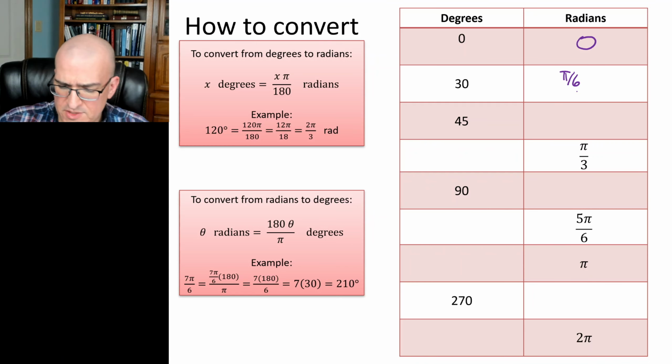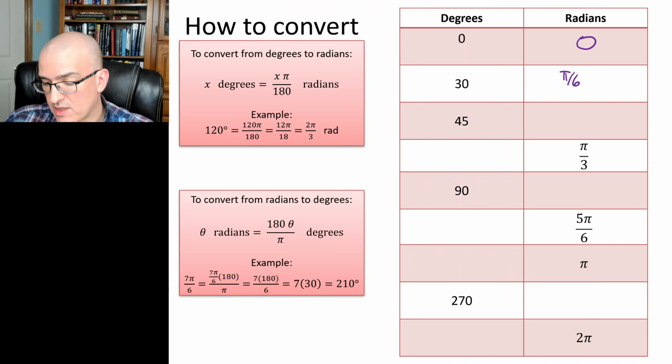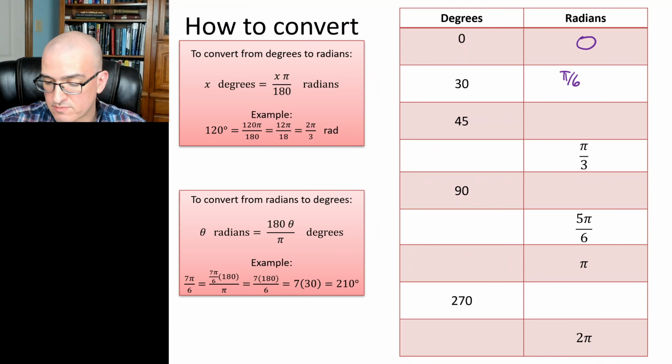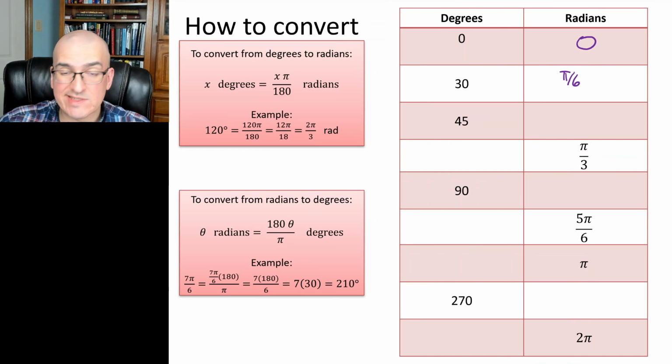I mentioned that this is one way to do it. Another way is by memorization. There's some key angles, 30, 45, 60, 90, and you just memorize what those convert to into radians and vice versa.